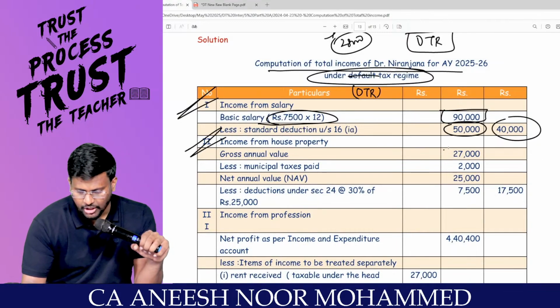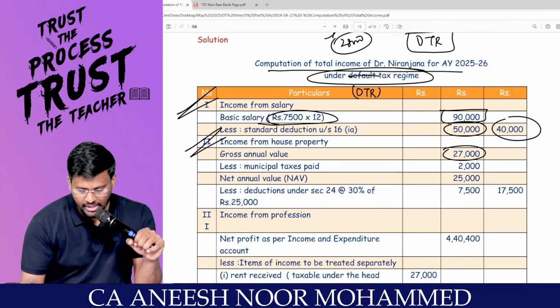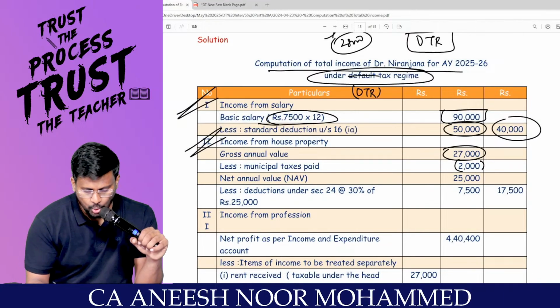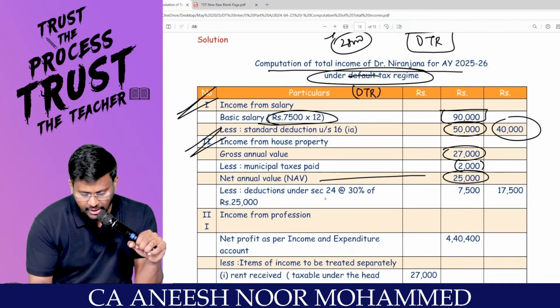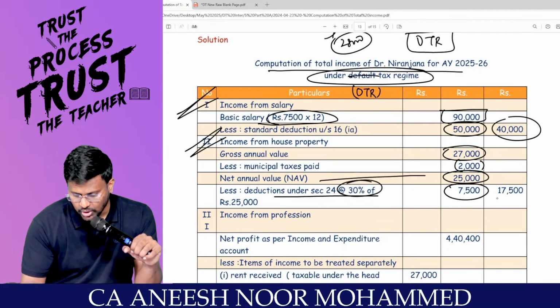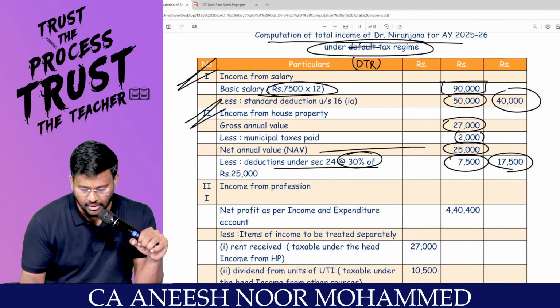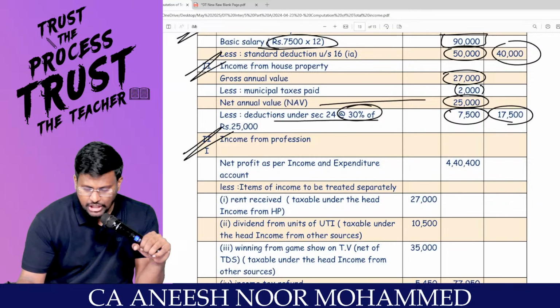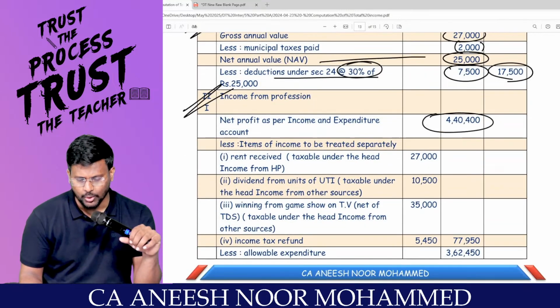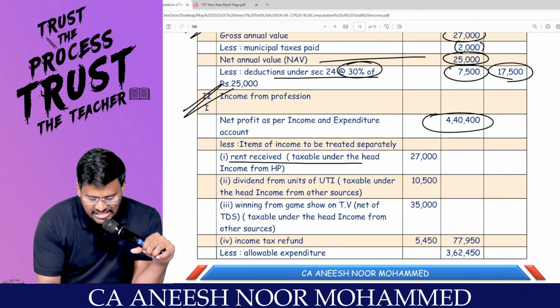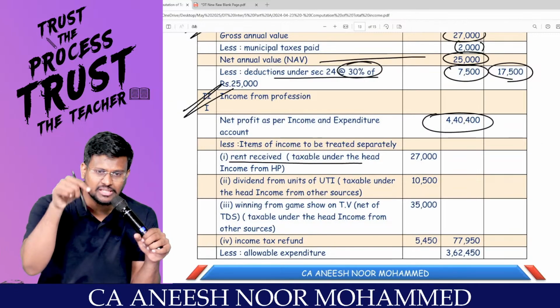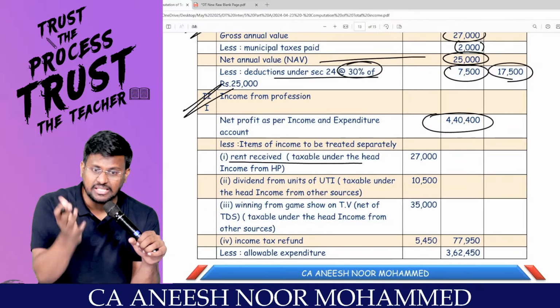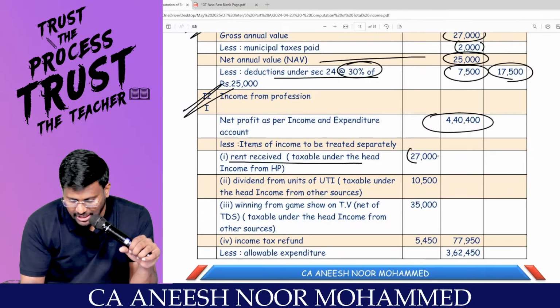Income from house property. GAV already given, 27,000. Less municipal tax, 2,000. NAV comes to 25,000. Less 30%, 7,500. Comes to 17,500, right, sir? Coming to PGBP, net profit is 4,40,400. This rent received was credited to the P&L account. Because of crediting this rent in the P&L account, net profit would have increased. That's why I am reducing.